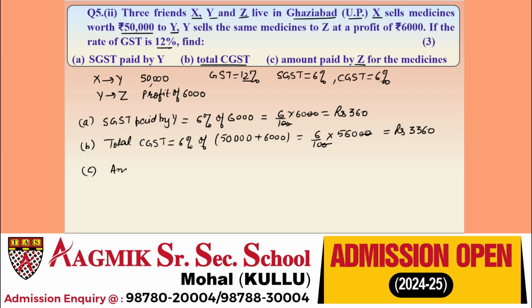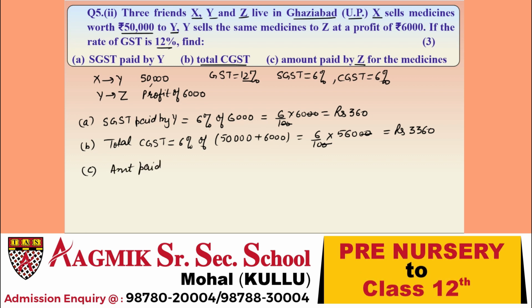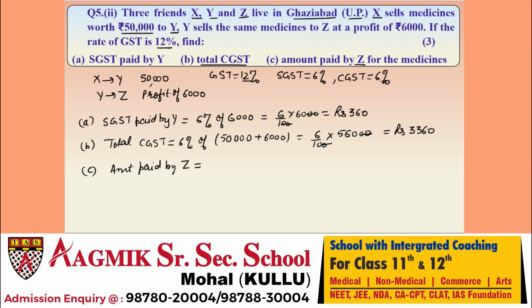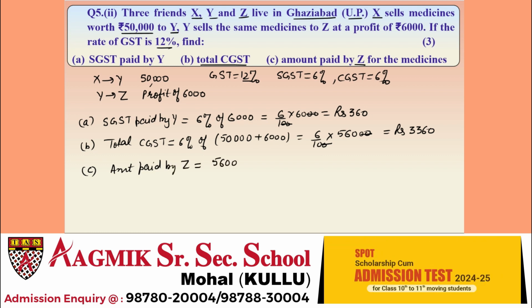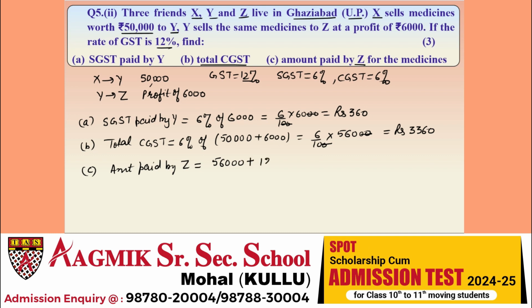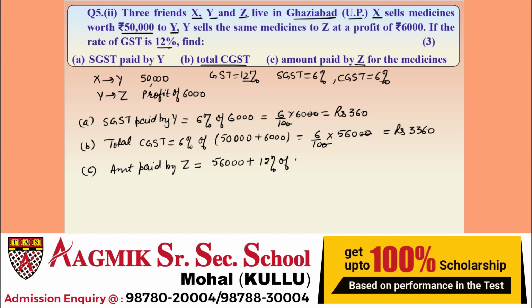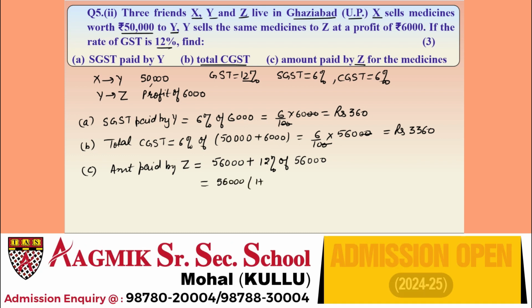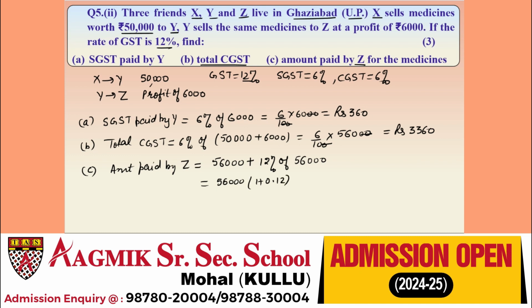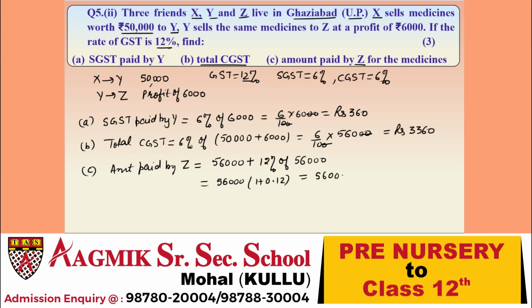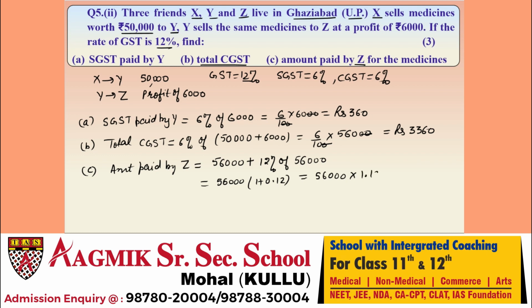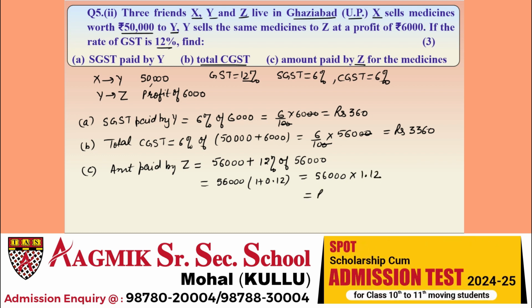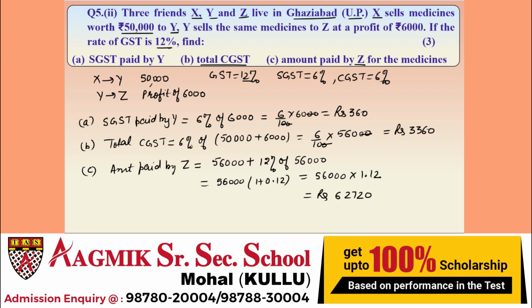So let us calculate now amount paid by Z. This would be equal to, first of all, 56,000, alright, plus it will be 12%, which is GST of 56,000. So you can take this as 56,000 common. So it will be 1 plus 12 by 100, which is 0.12. So this will be 56,000 multiplied by 1.12. So this will come out to be rupees 62,720. So these are the 3 parts.